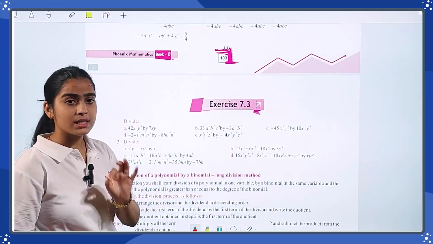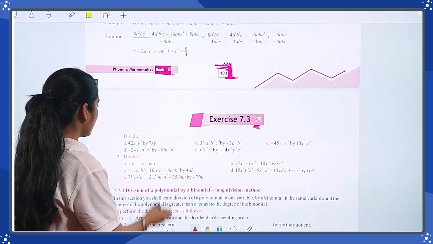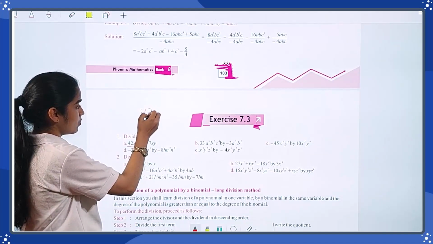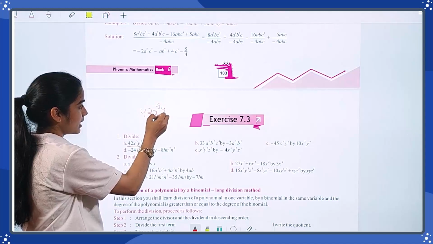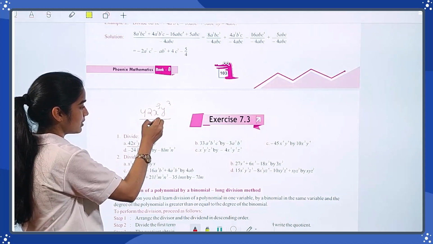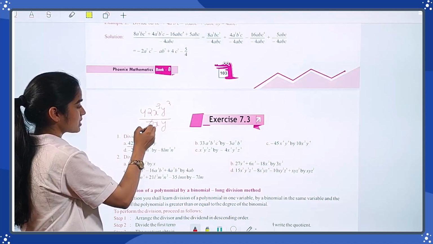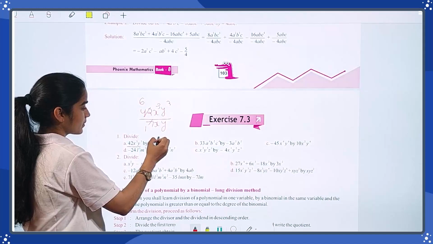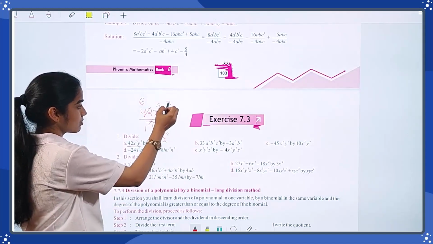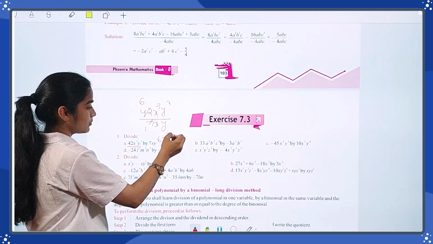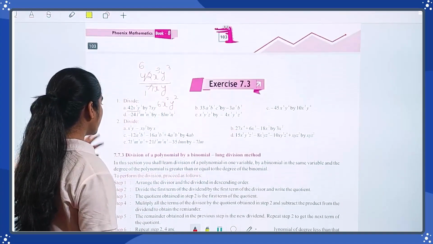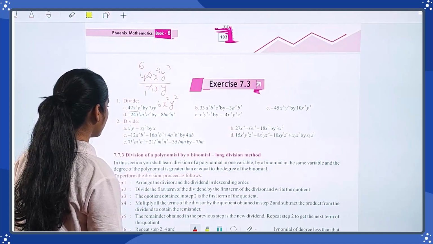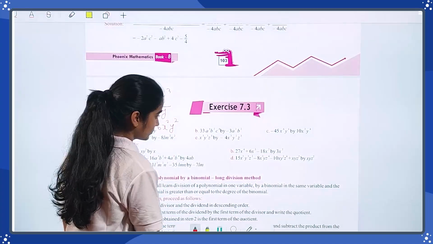Now we have exercise 7.3. 42x cube y cube divided by 7xy, which means 7 ones are 7, 7 sixes are 42. 3 minus 1: 6x to the power 2, 3 minus 1: y to the power 2. Divide x to the power 3 y minus x y to the power 3 by xy. So in that way, what do we have to do?